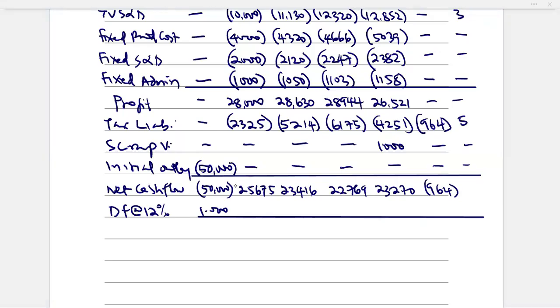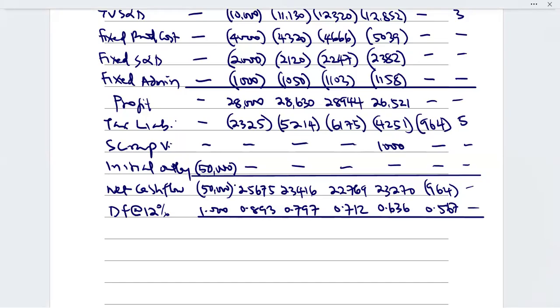So 1.12 raised to power minus 1 equals 0.893. Then year 2, 0.797. Then 0.712, then 0.636, then 0.567. Okay, so that's that.